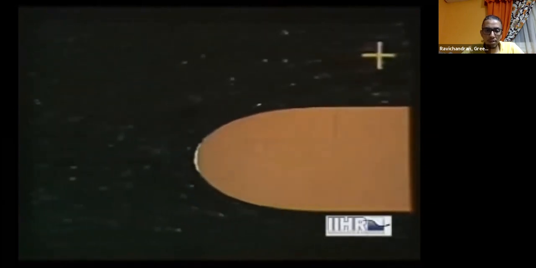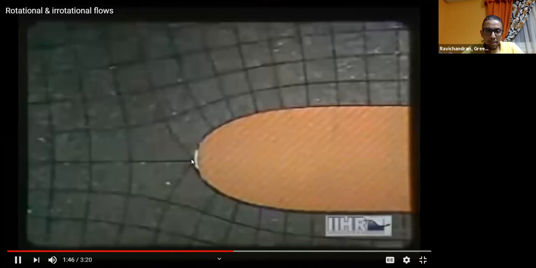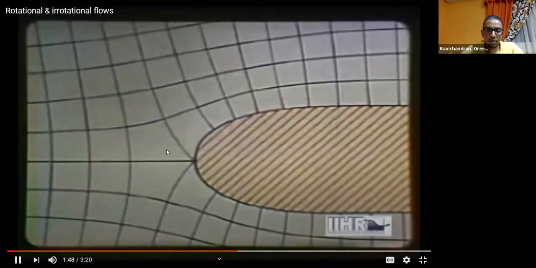This is irrotational flow, though it may have some turbulence at this connection, but it is still irrotational flow, mathematically, by the construction of a network of streamlines and normal lines.